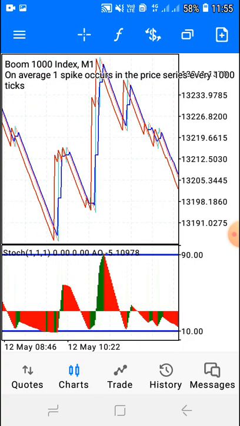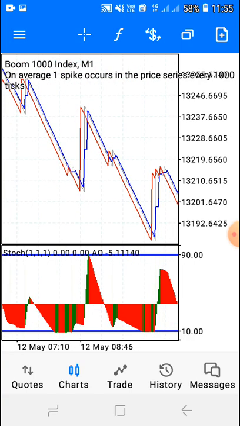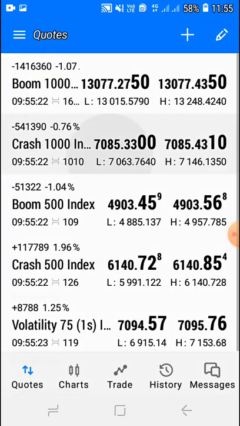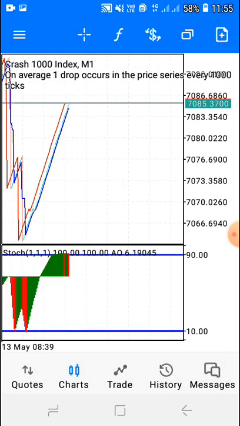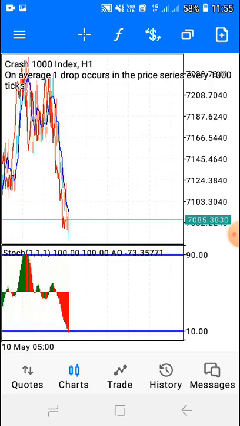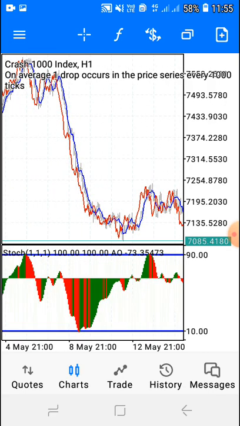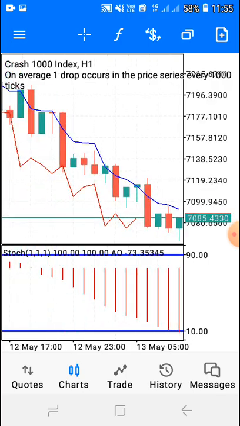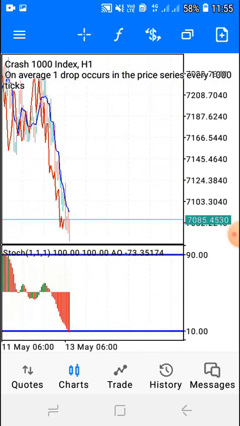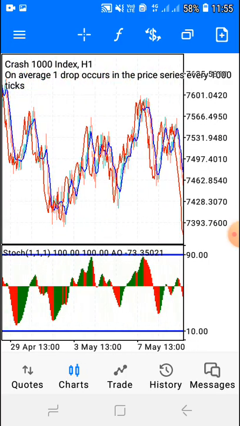Now you can do this over and over again, guys, but only do this when boom 1000 is moving in the downtrend. So how do we use this on crash 1000? So what you want to do on crash 1000 is, okay, you want to first go to the 1 hour time frame, look in what direction the market is going. Now if we zoom in the market, we can actually see that the market is moving in a downtrend. So you are going to do nothing on crash 1000.